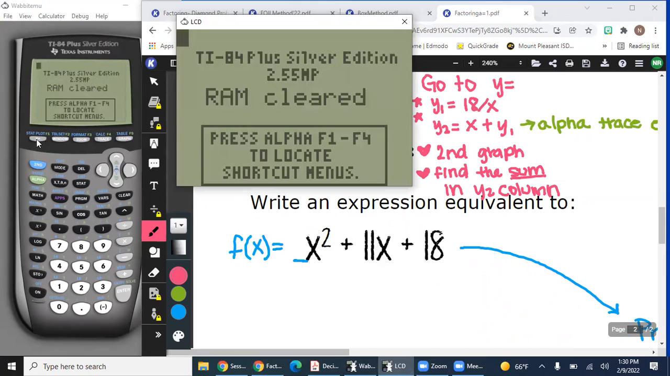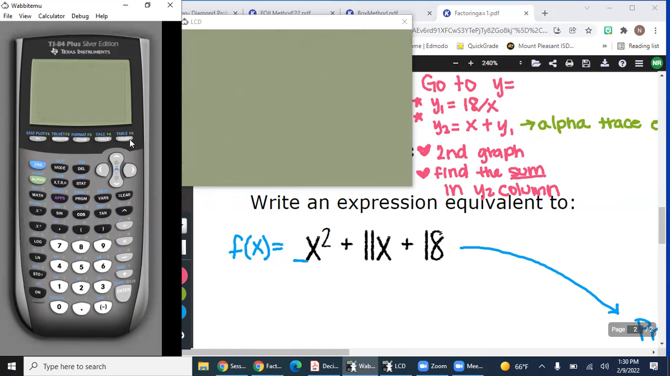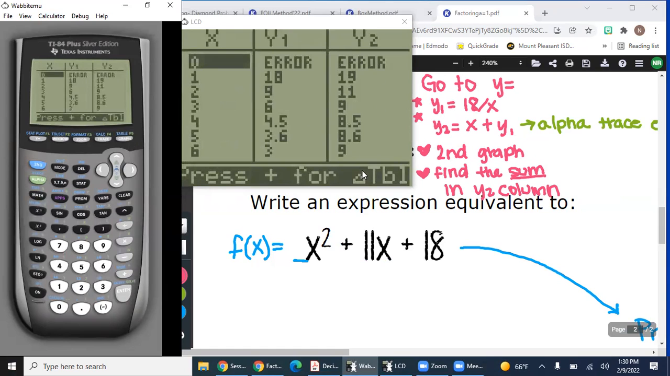All right. So go to Y equals. We see Y1, Y2. I type in the product divided by X in Y1, and in Y2, X plus. Now to put that Y1 in there, you press alpha trace, enter. And there's my Y1. Then I'm going to press second graph to go to the table, and I'm going to find that sum in the Y2 column, which is the very last column. And what number are we specifically looking for? 11.